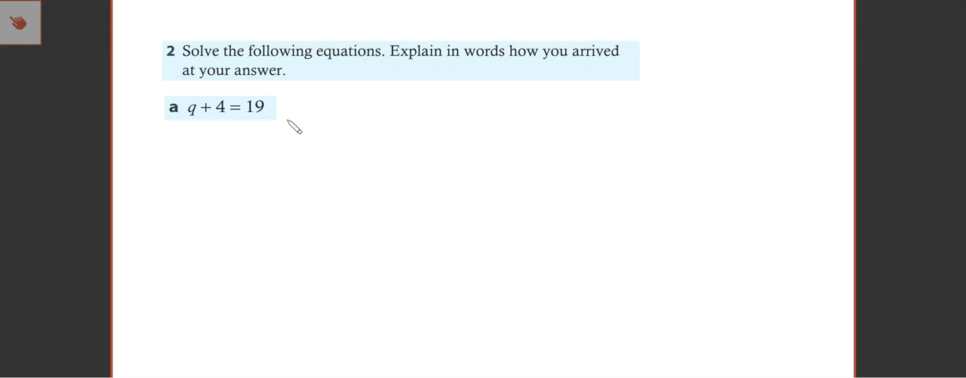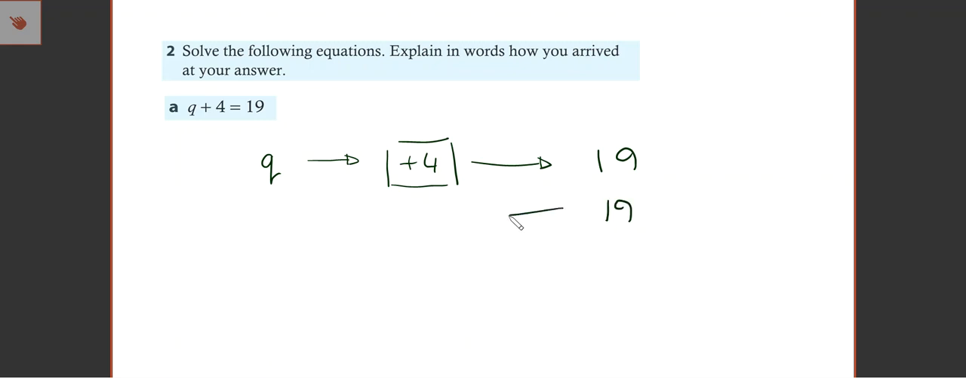So what we're saying with this one, guys, is Q goes into a number machine. What do we do to it? Plus 4. What comes out? 19. So we have to do 19, do the minus 4, and we get 15, therefore Q is 15.